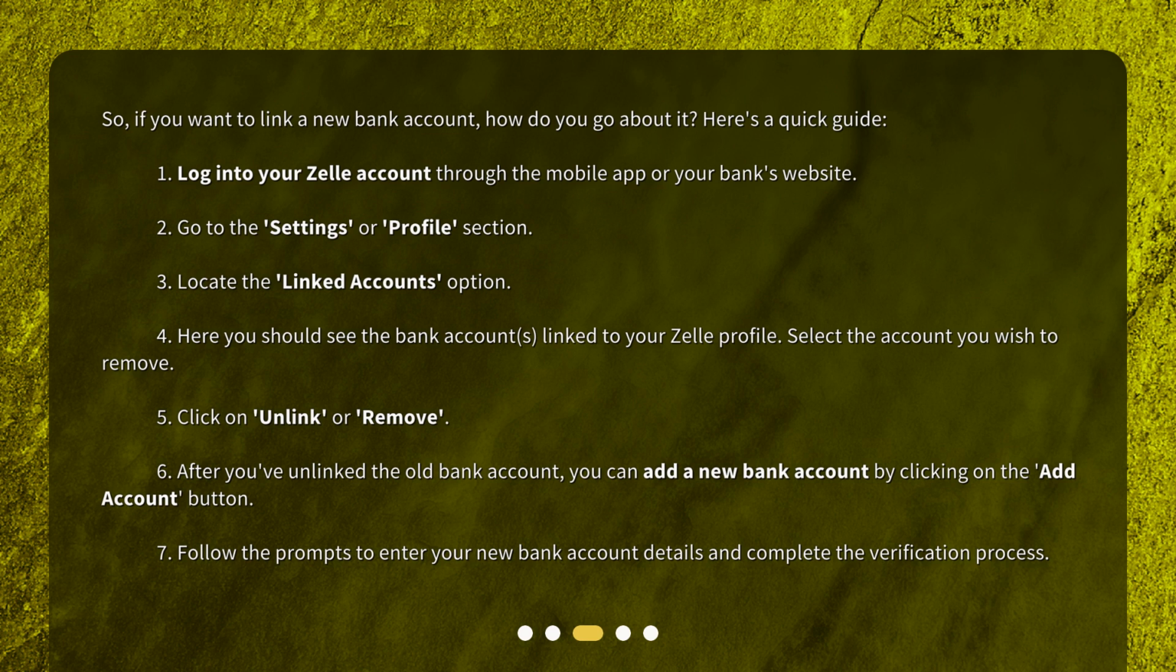4. Here you should see the bank accounts linked to your Zelle profile. Select the account you wish to remove. 5. Click on Unlink or Remove. 6. After you've unlinked the old bank account, you can add a new bank account by clicking on the Add Account button. 7. Follow the prompts to enter your new bank account details and complete the verification process.